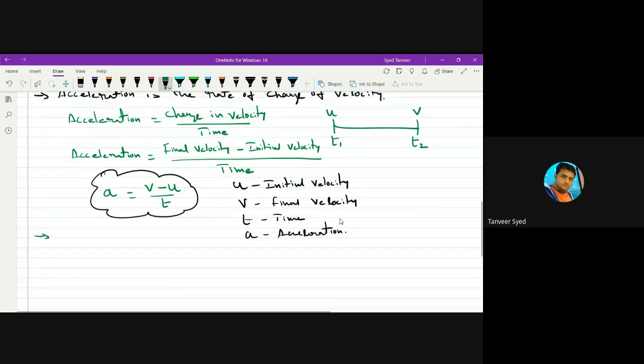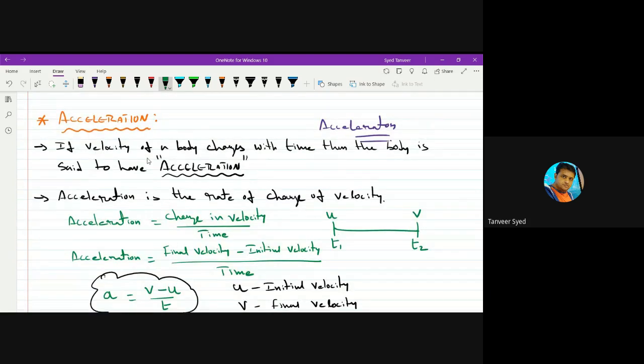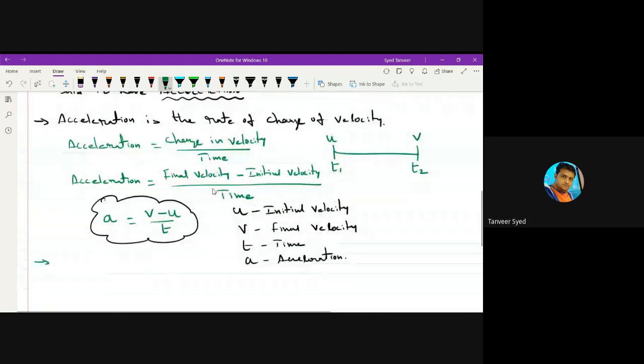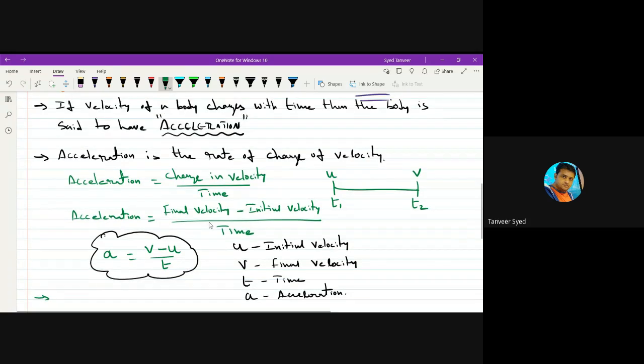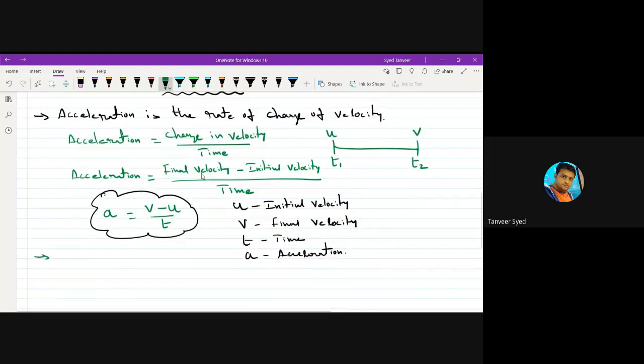Now this is the concept, definition, and formula of acceleration. What is the concept behind acceleration? If a body is moving with changing velocity, then it has acceleration. How do you define it? It is the rate of change of velocity. How much velocity changes in unit time. That is defined as the acceleration. Formula, change in velocity by time, or symbolically, A is equal to V minus U by T.